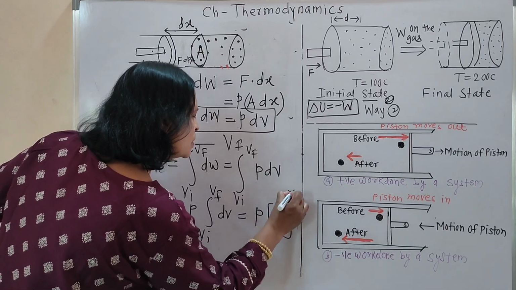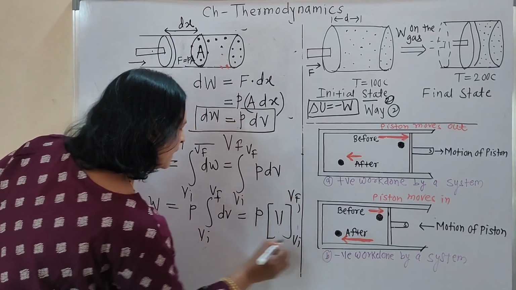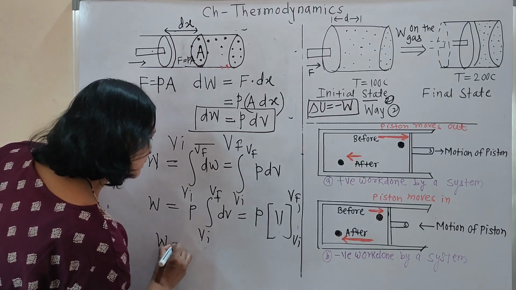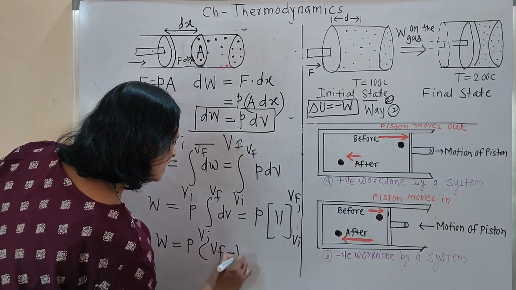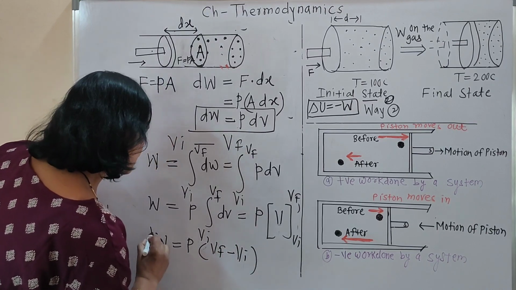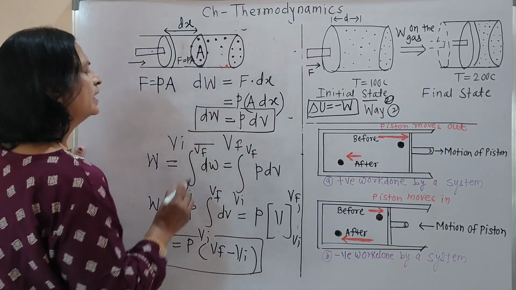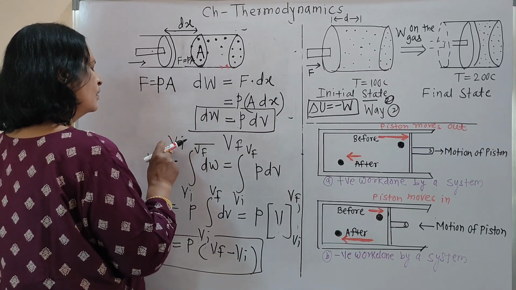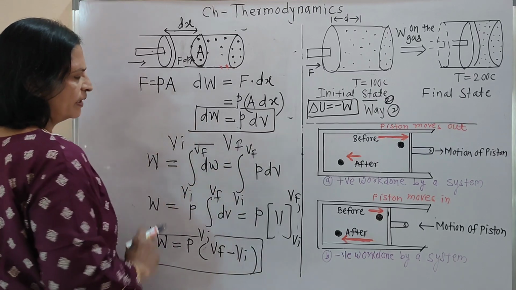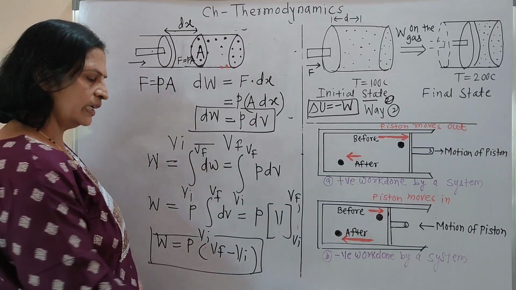Now apply the limit. By applying the limit we can write W equals P into Vf minus Vi, and this is the total work done when the volume of the system changes from Vi to Vf. Understood? And this is the work done.